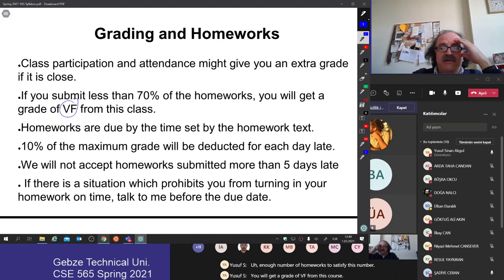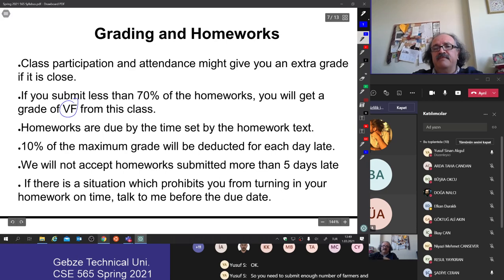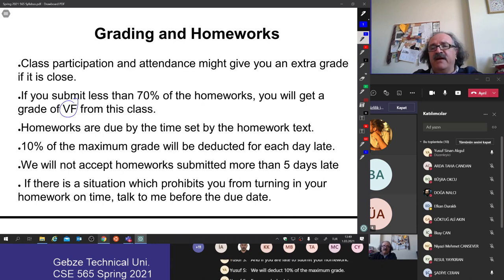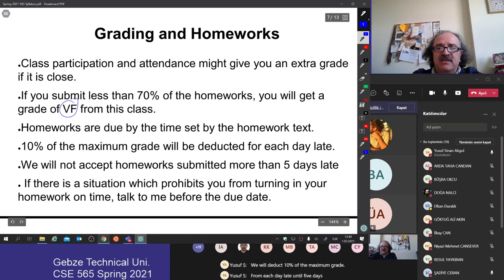So you need to submit enough homeworks, and homeworks are due by the time set in the homework text. If you are late to submit your homework, we will deduct 10% of the maximum grade for each day late, up to 5 days. After 5 days, your submission will not be accepted. So these are the rules.